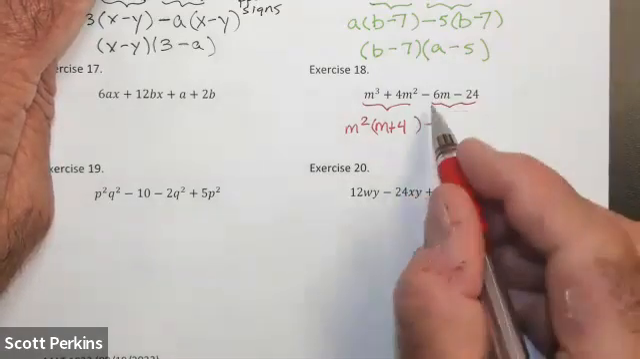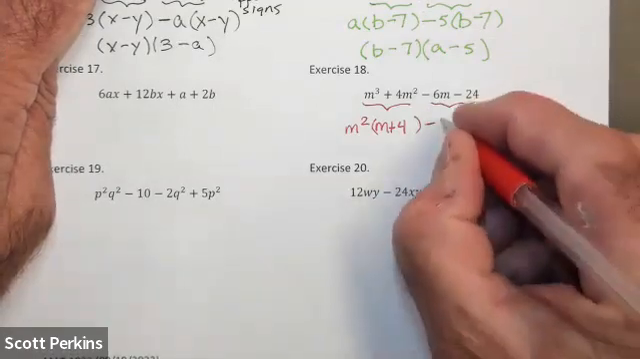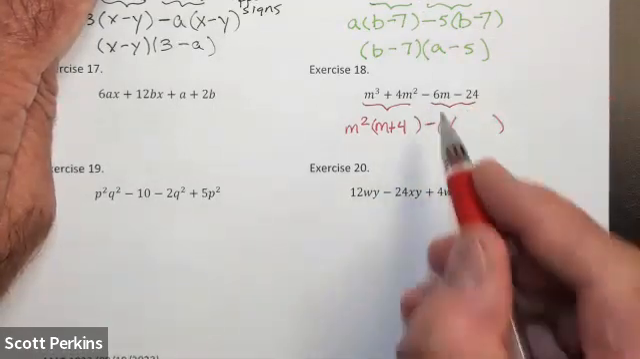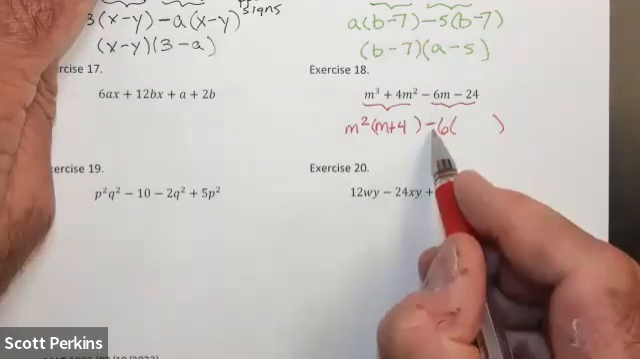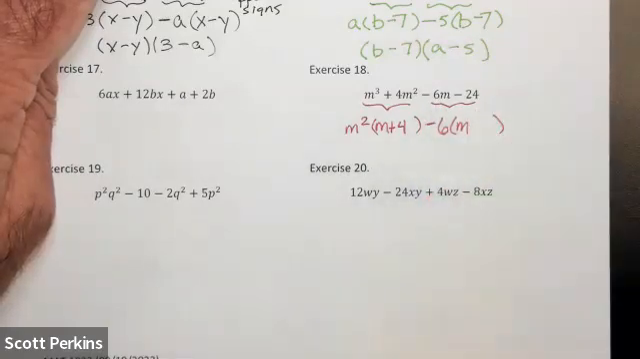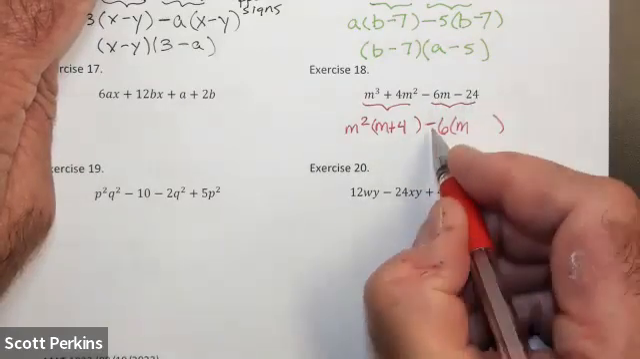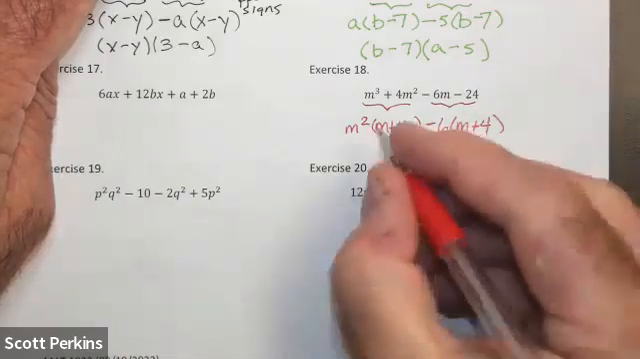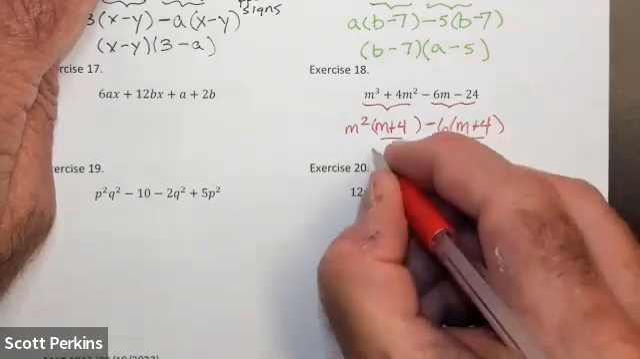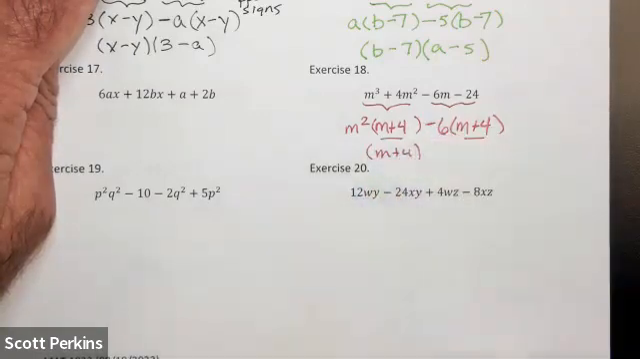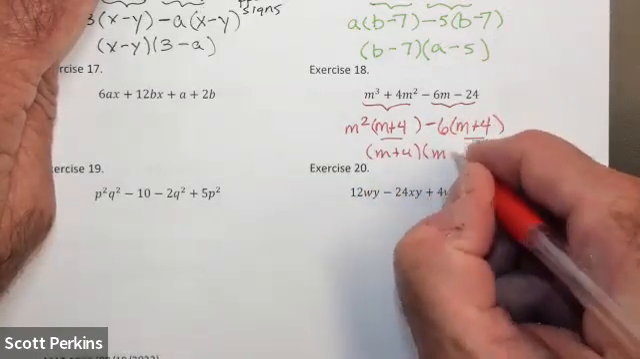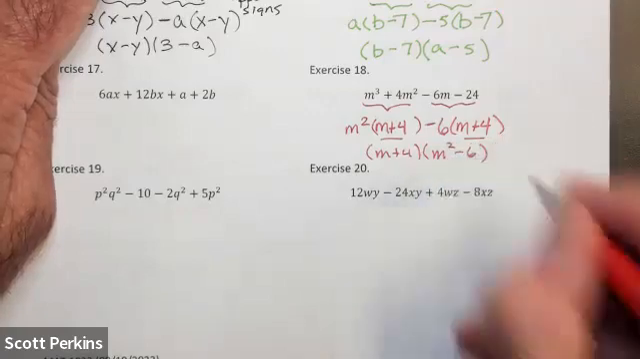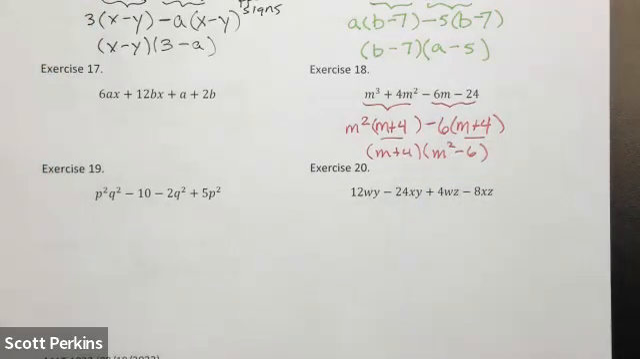And from those two terms, 6m and 24, I can take out a 6. A negative 6m divided by a negative 6 is a positive m. A negative 24 divided by a negative 6 is positive 4. And my grouping worked. I've got the m plus 4 in common, so I'll factor it out. That's my common factor. And then m squared minus 6 is what's left over.